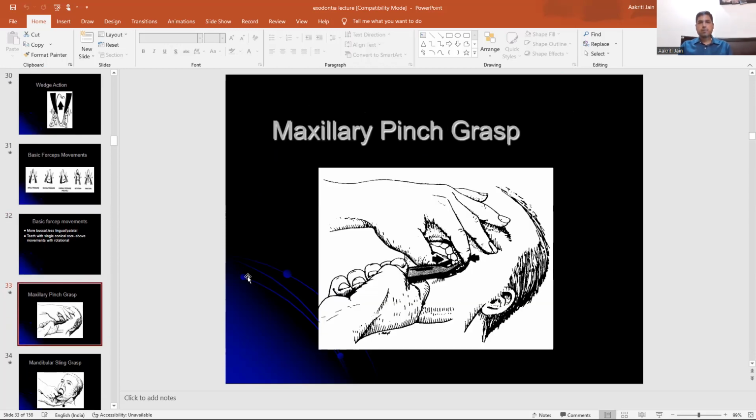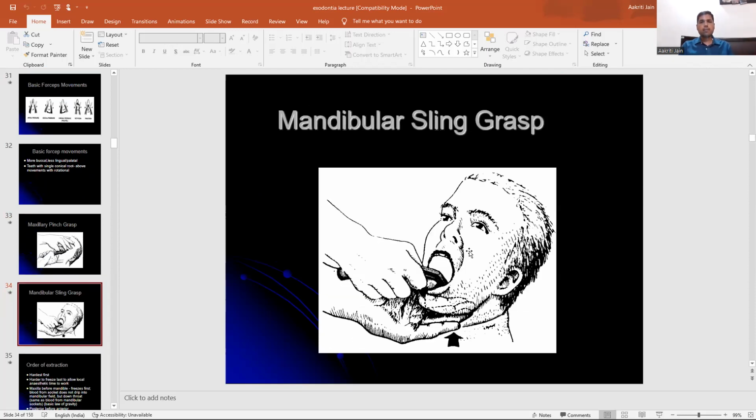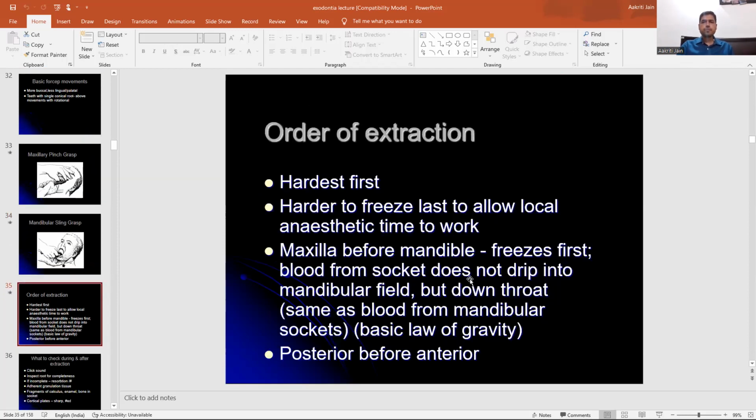Maxillary pinch grasp. So this is your index finger and this is your thumb. You have to do a pinch grasp holding around the soft tissue or the gingival margin so that the patient doesn't move and the alveolar socket integrity is maintained. For the mandibular, this is the sling grasp in which the thumb is placed on the lingual side and the remaining four fingers are used to support the mandible.